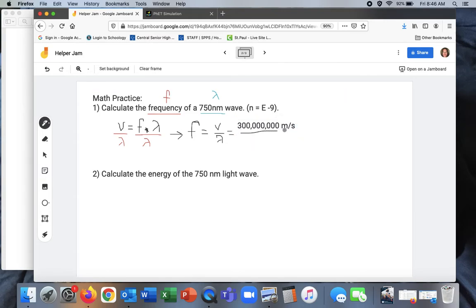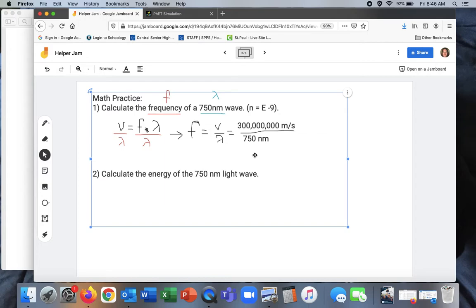And that is divided by wavelength, which is 750 nanometers. Now the problem with this is it is set up correctly. We do have velocity over wavelength, but we'll notice we have meters up here and nanometers down here. That's not going to work out in our favor. It's going to make a messy number. So we do need to convert it.